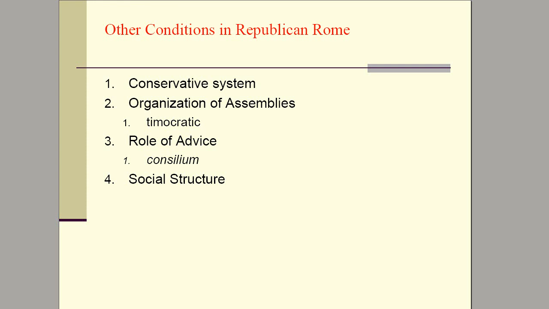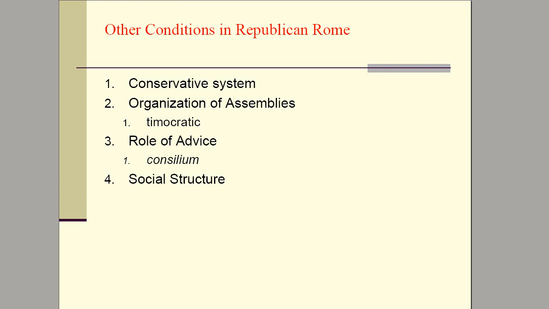So there are 2 assemblies that are going to concern us, made up of all of the Roman citizens, and 1 assembly made up of most of the Roman citizens by the end of the Republic, or by the time of Polybius, before the end of the Republic.